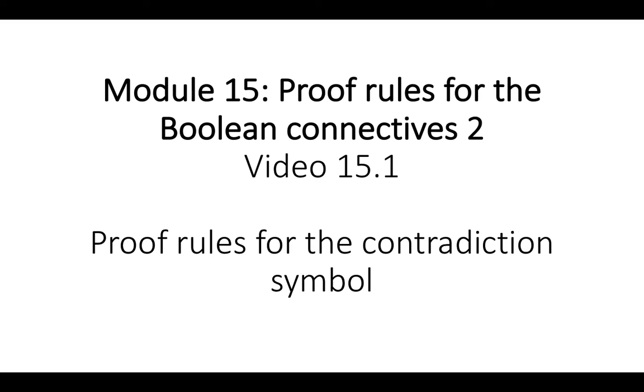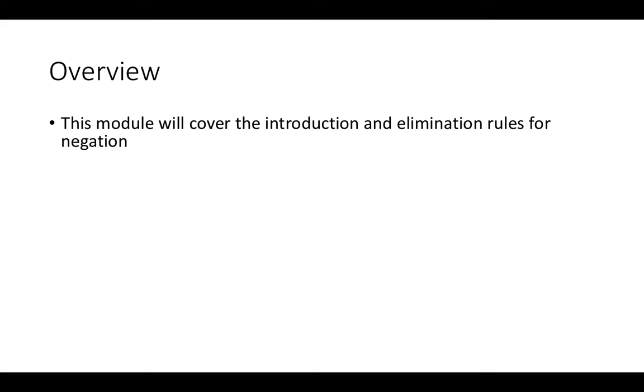Howdy, and welcome to the first video in Module 15, which is the second of two modules introducing the proof rules for the Boolean connectives. In the last module, we looked at the introduction and elimination rules for conjunction and disjunction. In this module, we'll cover the proof rules for negation, the last of our three Boolean connectives. As you might expect, negation follows exactly the same pattern as the identity symbol and the other two Boolean connectives. It has an introduction rule and an elimination rule.